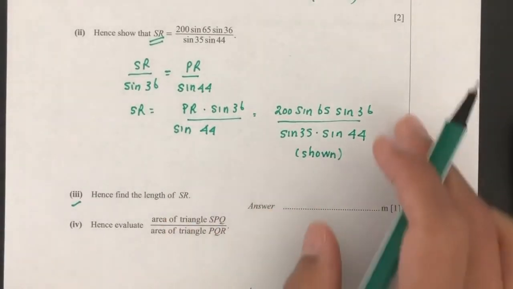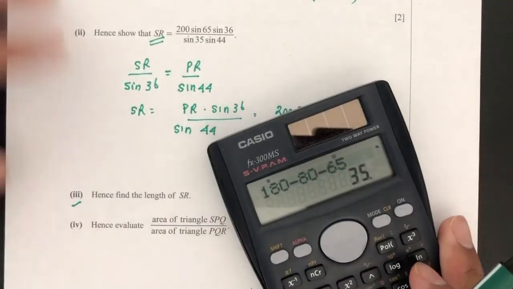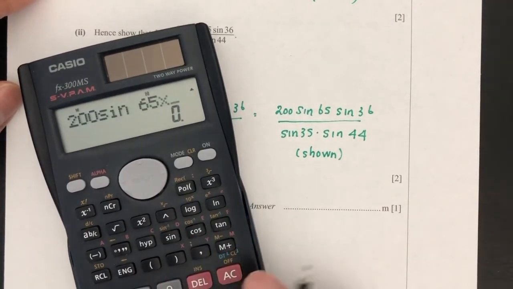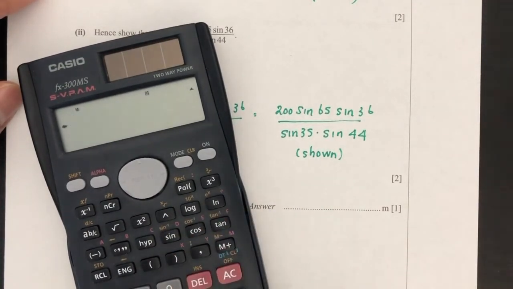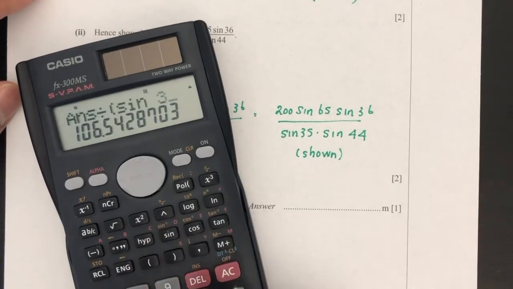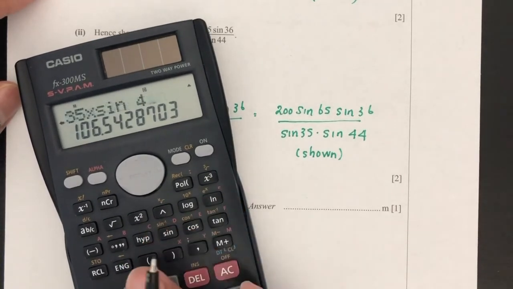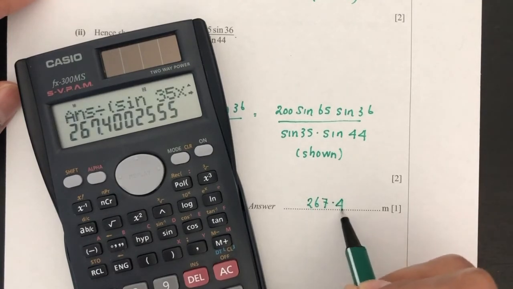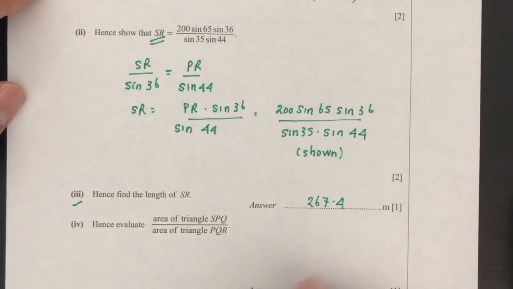Now part 3, we have to find the length of SR, so solve this, equate this to find SR. So 200 sine of 65 times sine of 36 divided by sine of 35 times sine of 44. That will be 267.4. That will be the length of SR.